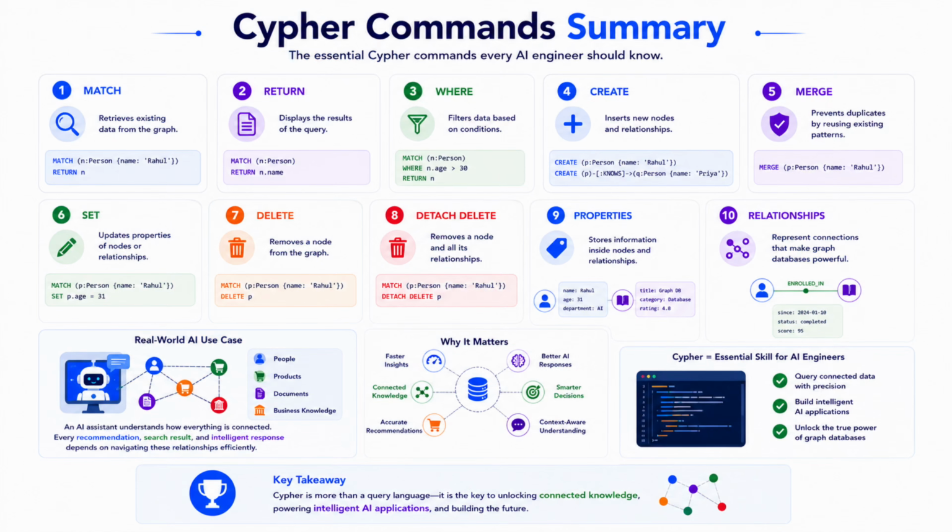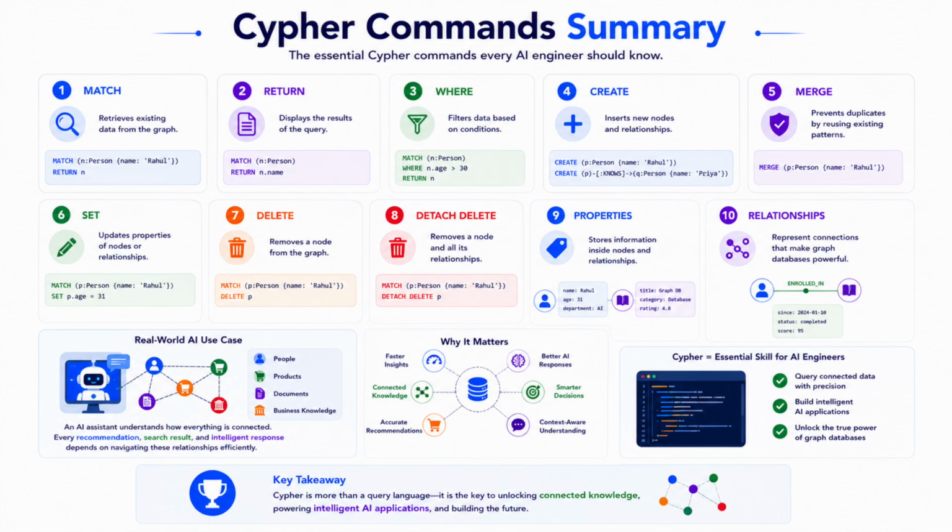Let us quickly summarize what we learned today. Cypher is the query language for Neo4j. MATCH retrieves existing data, RETURN displays the results, WHERE filters the data, CREATE inserts new nodes and relationships. MERGE prevents duplicate data by reusing existing patterns whenever possible. SET updates properties, DELETE removes nodes, DETACH DELETE removes nodes together with their relationships. Properties store information inside nodes and relationships. Relationships represent the connections that make graph databases powerful.